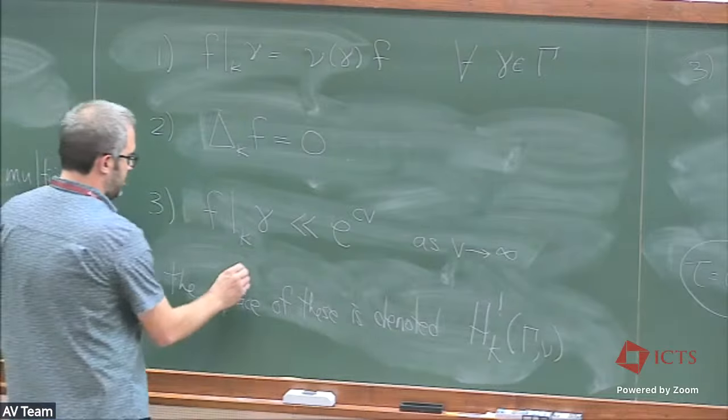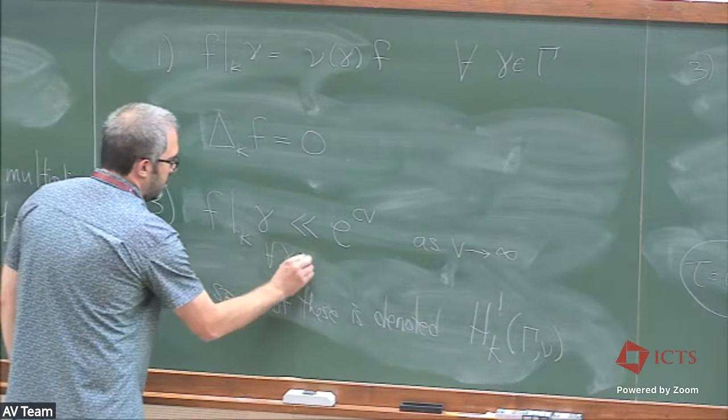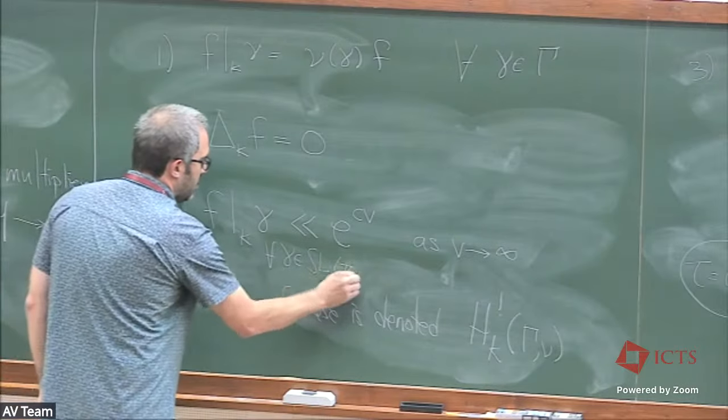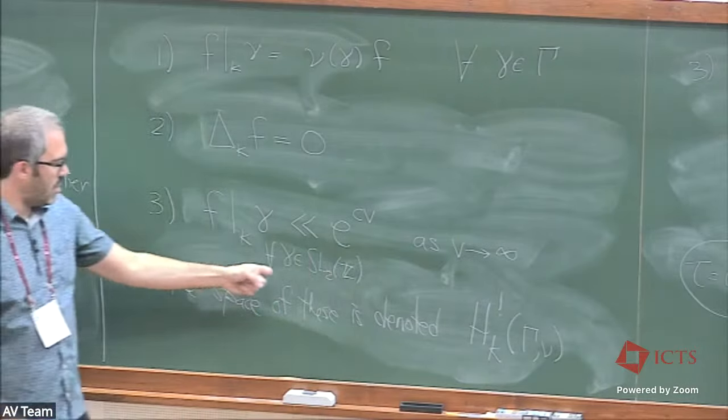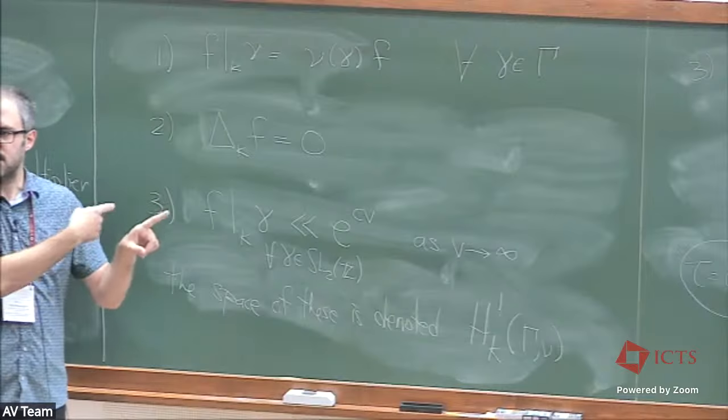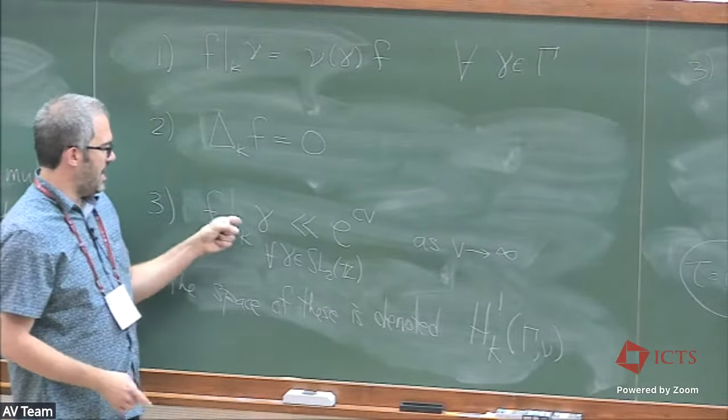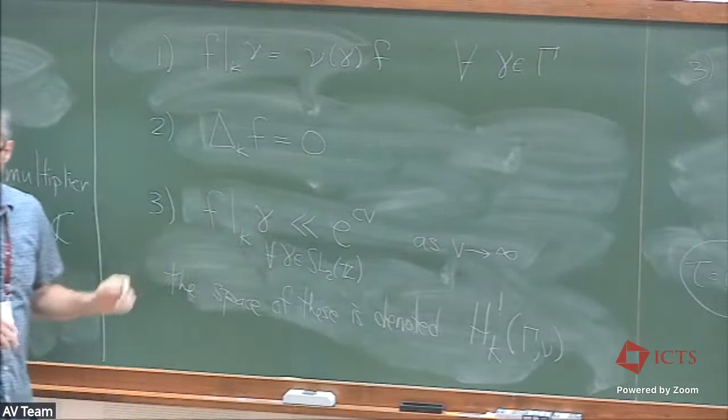Oh yeah, so this should say for every gamma in SL2Z. Because what we're really doing, all of these gammas are moving us to the different cusps. We're saying as we move to every cusp, f shouldn't grow more than exponentially at any cusp.